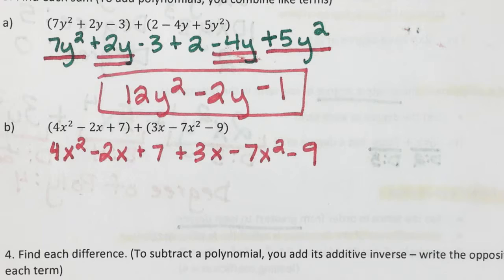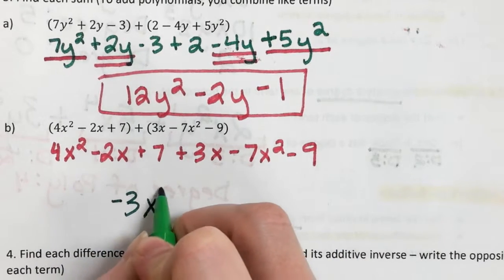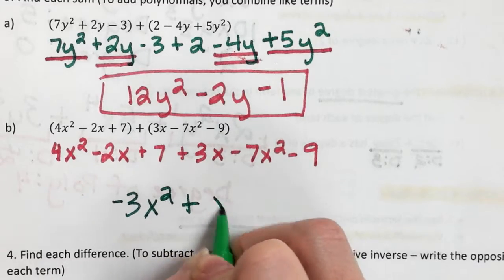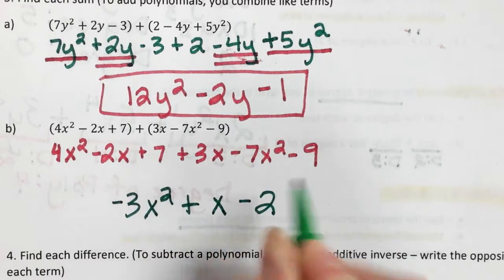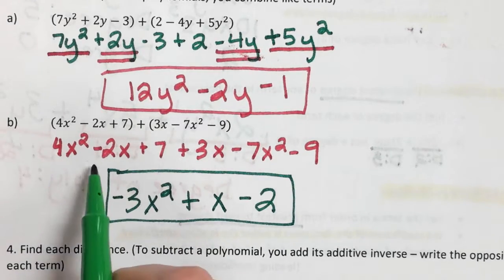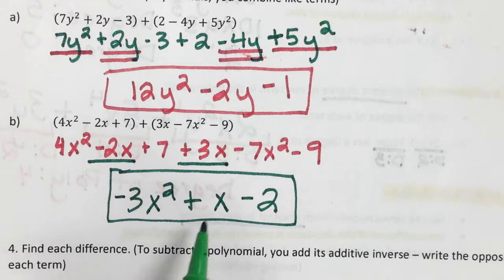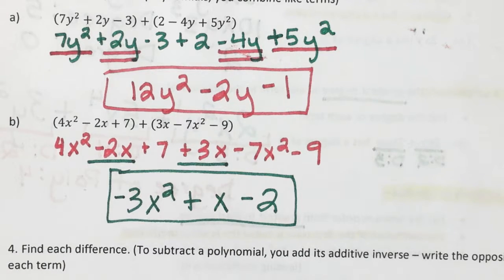Alyssa, what'd you get? Negative 3x squared plus 1x minus 2. Good. Plus 1x. Yeah. Because look, it's negative 2x plus 3x. It's positive 1x. Let's say that.